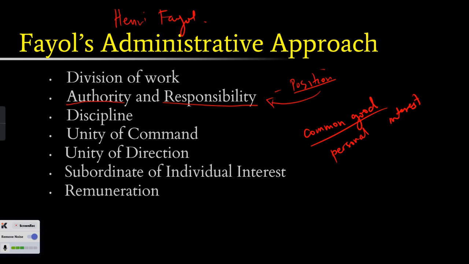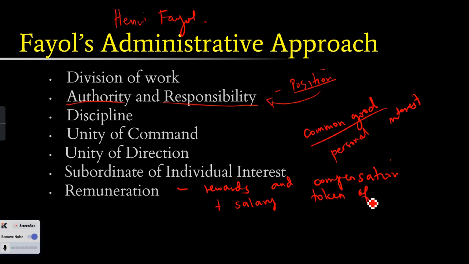Next one, remuneration. So, it is about rewards. It is about compensation for all the efforts that have been made, which could be in the form of monetary or non-monetary. So, this remuneration is all about the rewards and compensation. So, pwede siyang monetary and non-monetary, pwedeng additional sa salary, or pwede namang token of appreciation.